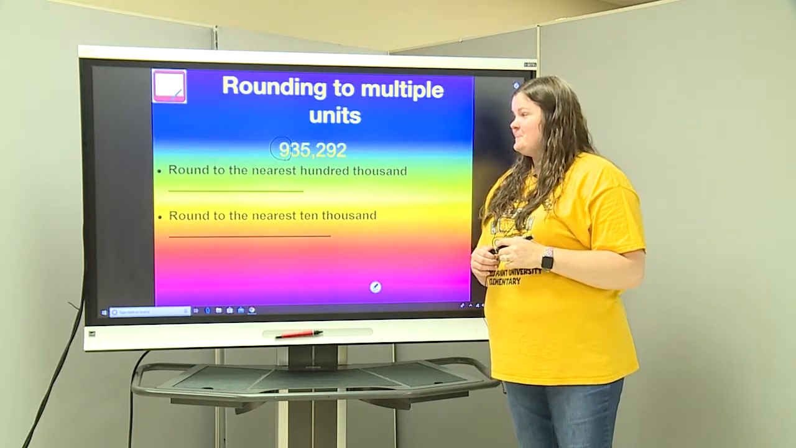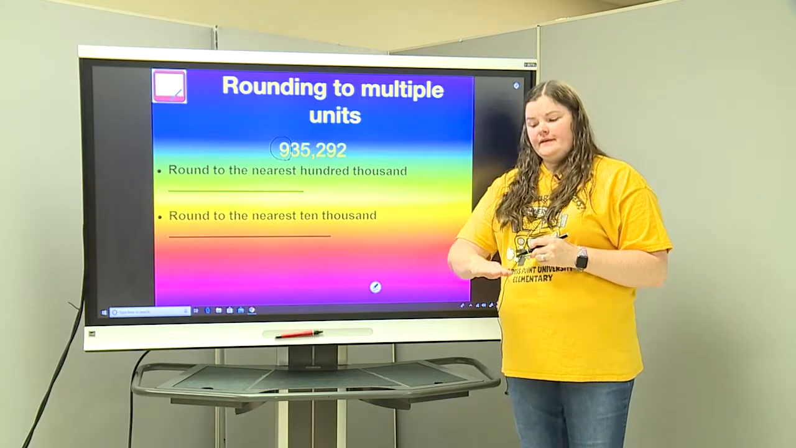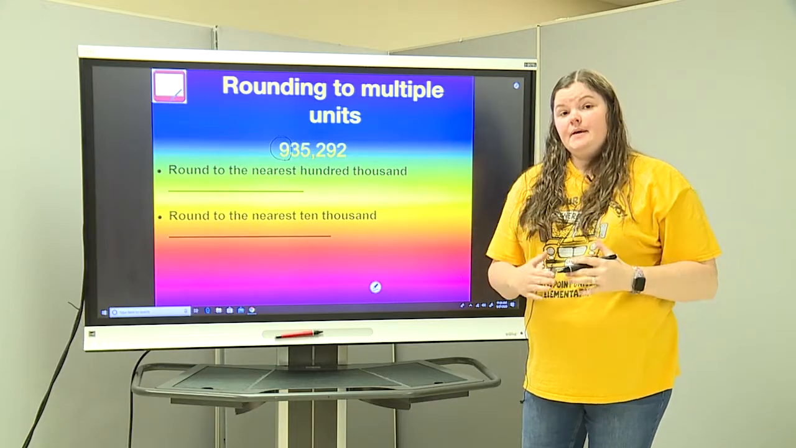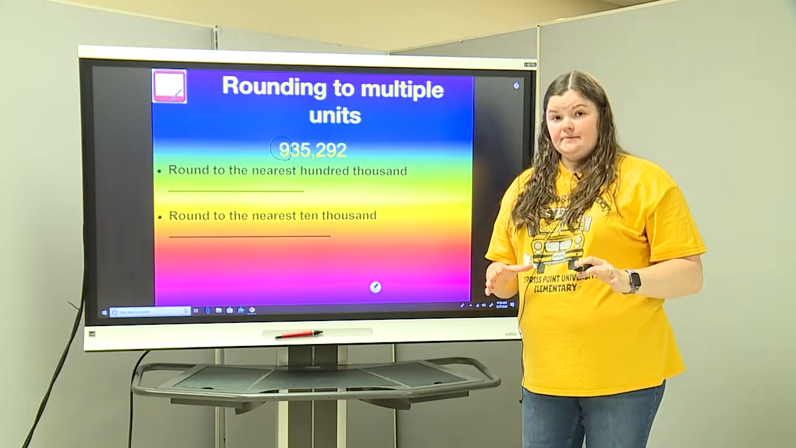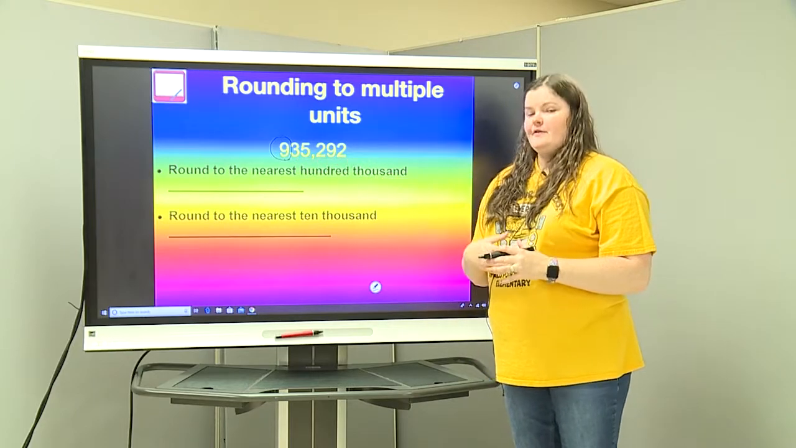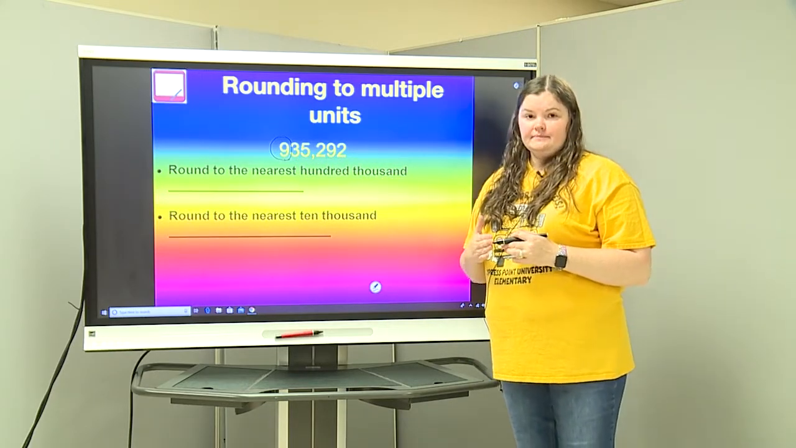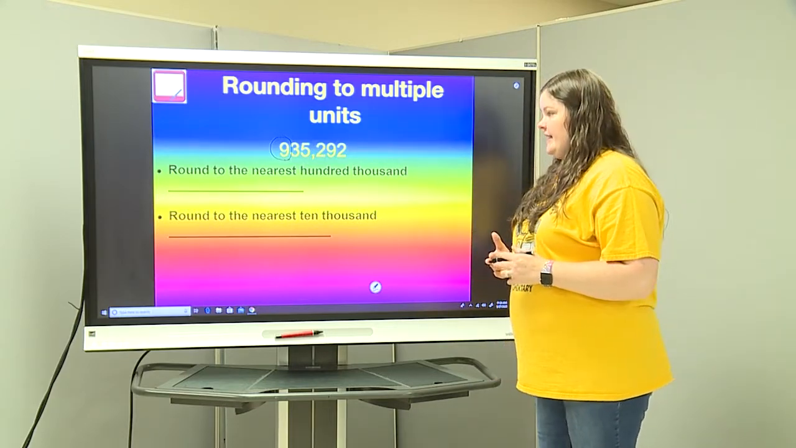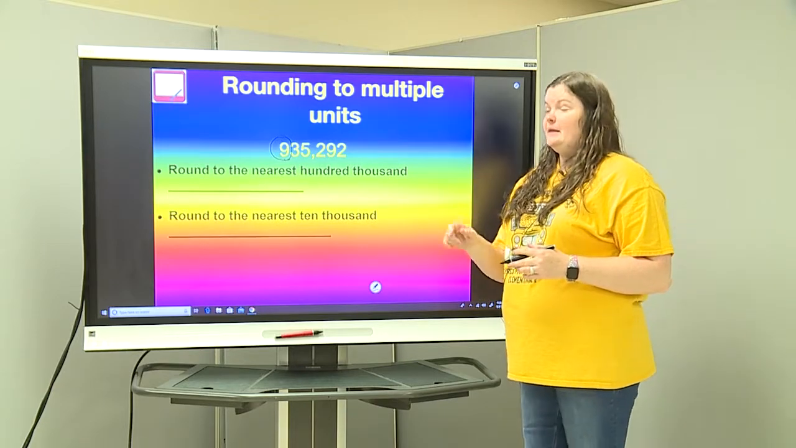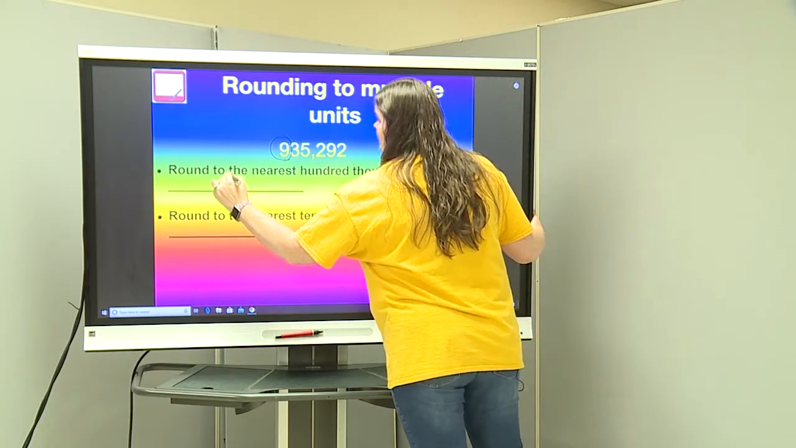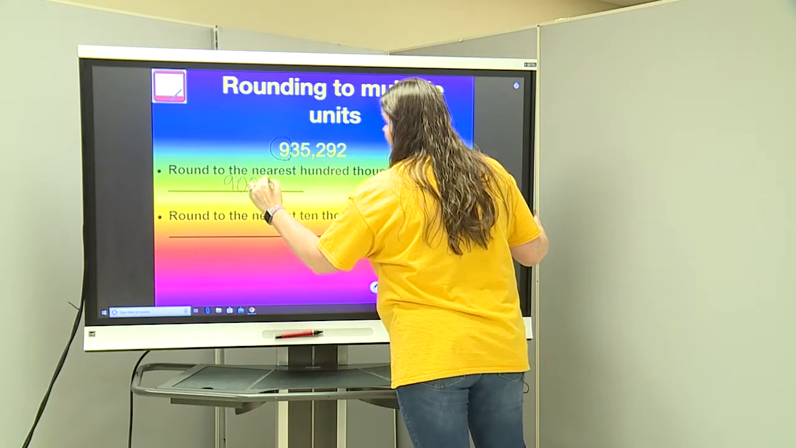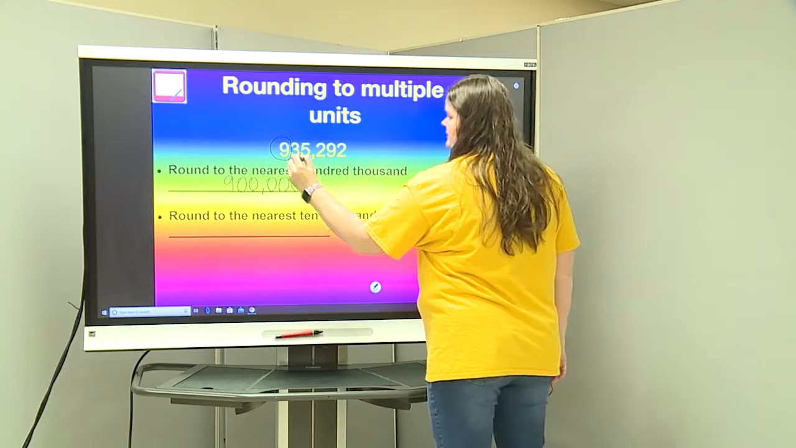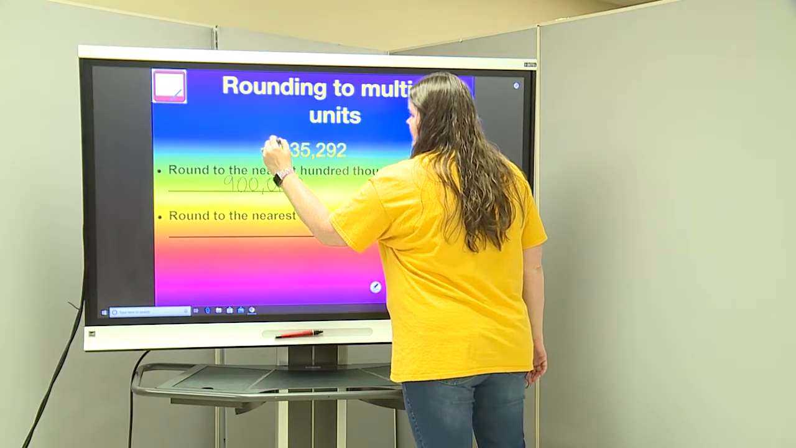And that's a really big number. Now let's think about what would be in the middle. If I've got 900,000 on the bottom and 1 million on the top, in between or in the middle would be 950,000. Where is this number going to fall? 935,000. Is it going to be above 950,000 or below 950,000? It's going to be below 950,000. So it's going to round down to about 900,000.